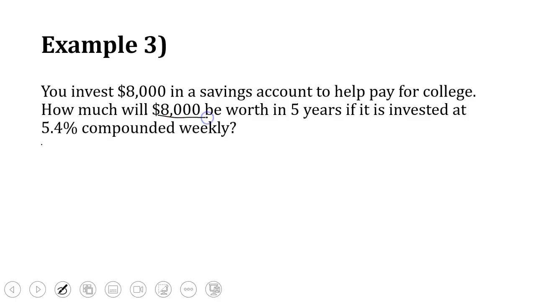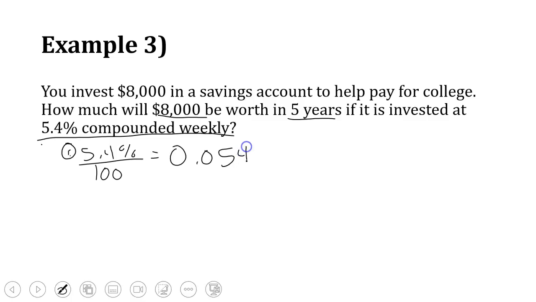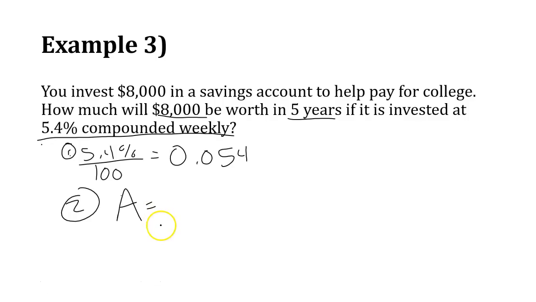How much will $8,000 be in 5 years, compounded weekly at a 5.4%? So first, let's get rid of that percent. Divide it by 100, get your new decimal right from the get-go so you don't forget. Now, this tells us compounded weekly, so we know it's our compounding period formula, so we need to plug everything in. We don't know what A is going to be.